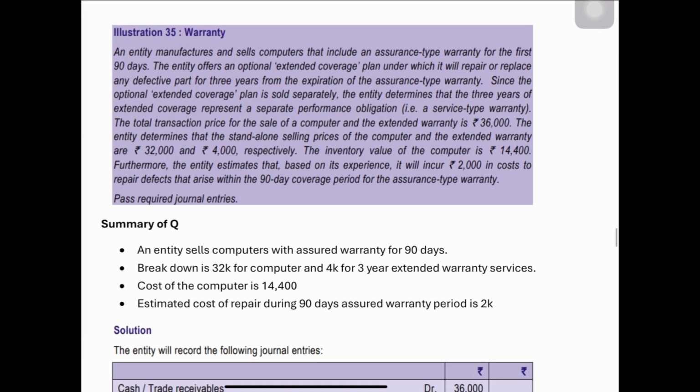Okay, so please read illustration 35. In this illustration, an entity sells a computer with assured warranty for 90 days. The breakdown is 32,000 for the computer and 4,000 for the 3-year extended warranty services. The cost of the computer is given as 14,400 and the estimated cost of repair for the 90 days assured warranty period is 2,000.